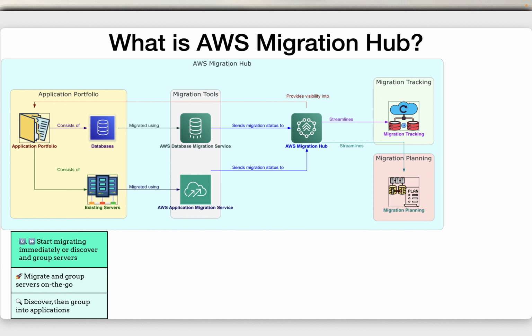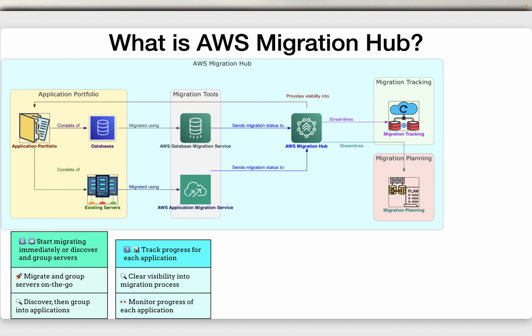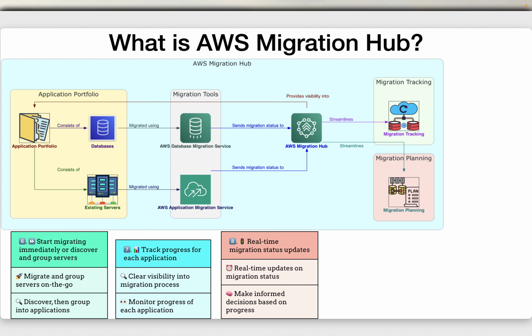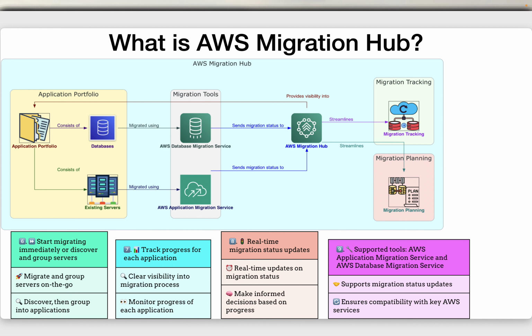You can choose to start migrating right away and group servers as you go, or you can first discover servers and then group them into applications. Migration Hub tracks the status of each application migration, and this gives you clear visibility into the process and allows you to monitor the progress. The service offers real-time updates on the status of each application migration, enabling you to make informed decisions based on current progress. Migration Hub currently supports migration status updates from 2 key migration services, ensuring compatibility with these essential tools.